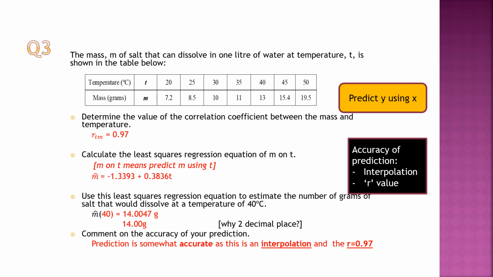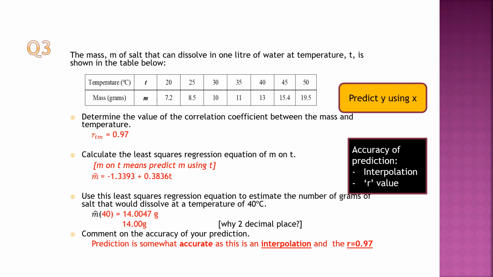Therefore, it is somewhat accurate. I taught you this in the previous slide. Only very standard. No, you can write it in 2 points. Interpolation, first point. Second point, somewhat accurate. You get full marks for it already. Okay, accuracy of prediction is always a standard answer.